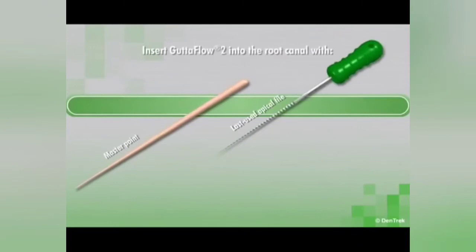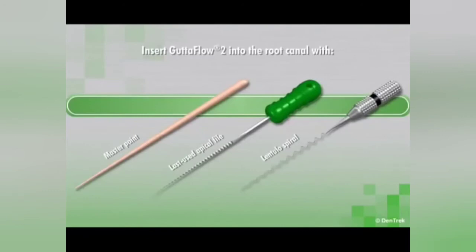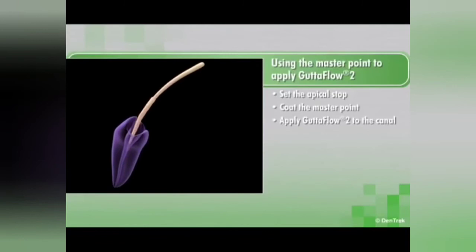To fill a canal with the new Gutta Flow 2 syringe delivery system, apply light pressure to the plunger to dispense the premixed material from the tip. Insert Gutta Flow 2 into the root canal with the master point, the last used apical file, or a Lentulo spiral. If using the master point, set the apical stop, coat the master point, and then apply Gutta Flow 2 to the canal. Remove the master point, recoat with sufficient Gutta Flow 2, and slowly insert the master point for permanent placement.